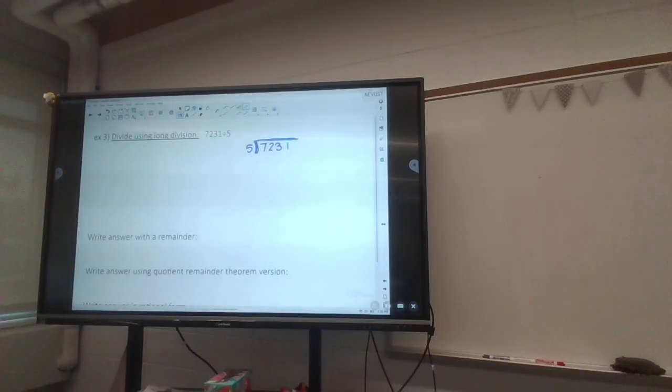We say, how many times does 5 go into 7? 5 goes into 7 one time, and I typically put the 1 right above that 7 digit because that's what I divided it into. So that's our first step, we divide. I'm going to write our little steps out here.